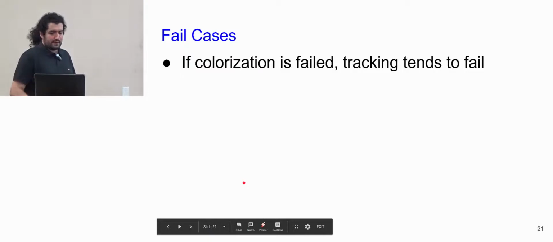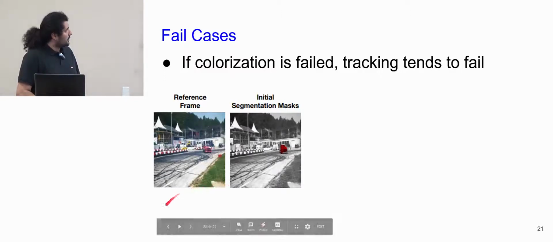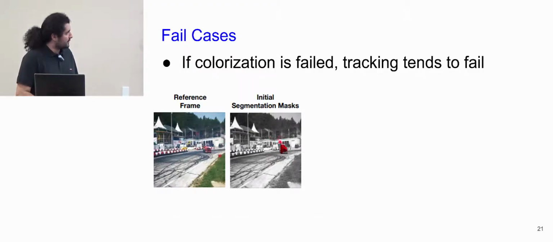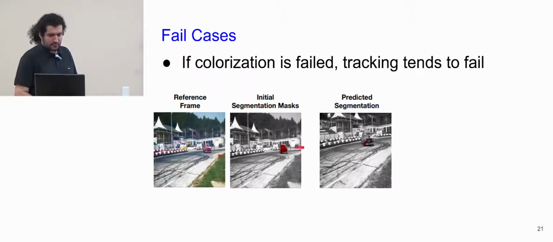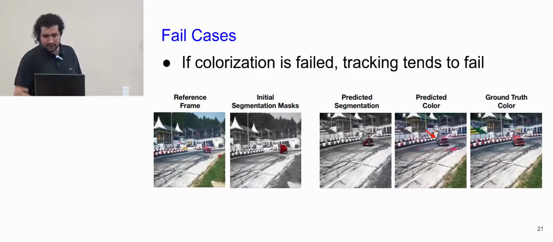They also state that if colorization fails, tracking tends to fail. In this case, they give this reference frame and this initial segmentation. Only the car is segmented in this initial mask. This is the predicted segmentation output. It cannot segment correctly. This is the colorization result, and this is the ground truth colorization. Like you see in these images, if the colorization task fails, the segmentation also tends to fail.